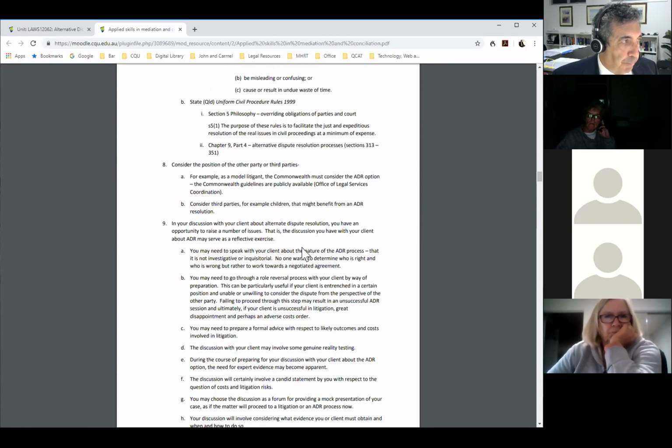In the state jurisdiction, we have the UCPR. Section 5 deals with the philosophy, the overriding obligation of parties in the court, and do have a look at Chapter 9, Part 4, that deals specifically with ADR processes, and you'll see it in sections 313 to 351 of the Queensland Uniform Civil Procedure Rules.